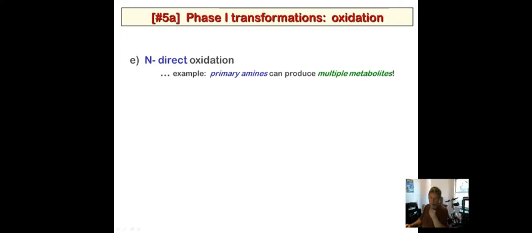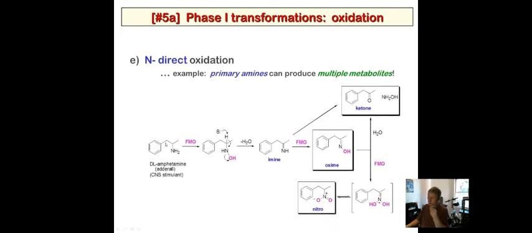All right, so let's talk about the direct oxidation of primary amines, and to show some of the weird subsequent reactivity that you might get with them. It'll first oxidize on the nitrogen, and then it'll do something else. So here is DL-amphetamine. DL refers to the stereochemistry. It's also called Adderall. And it is oxidized by FMO on the nitrogen, so it makes sort of an oxide or hydroxylamine type thing.